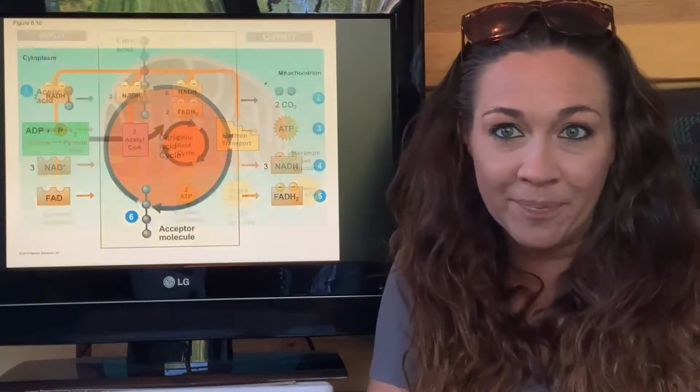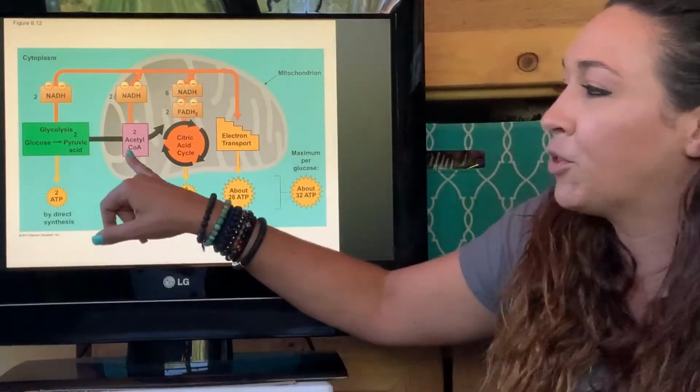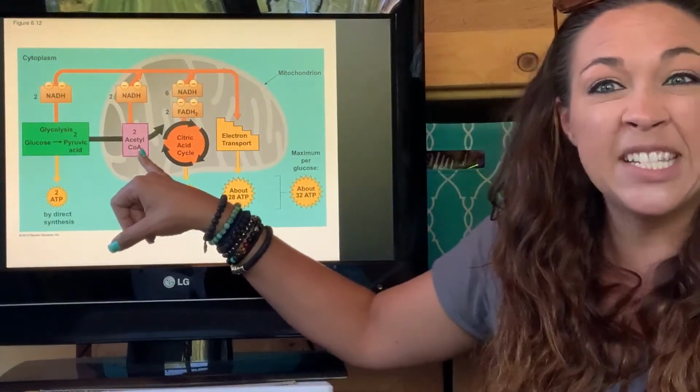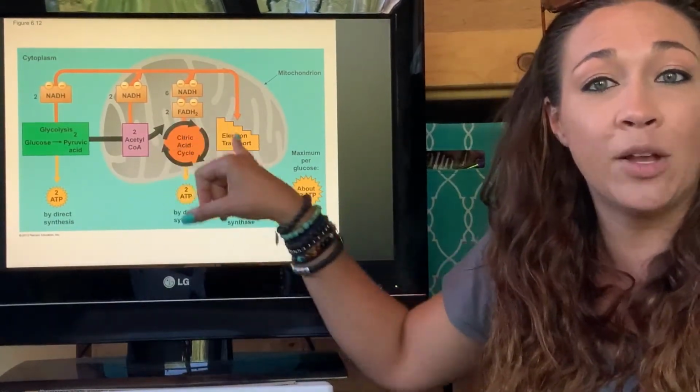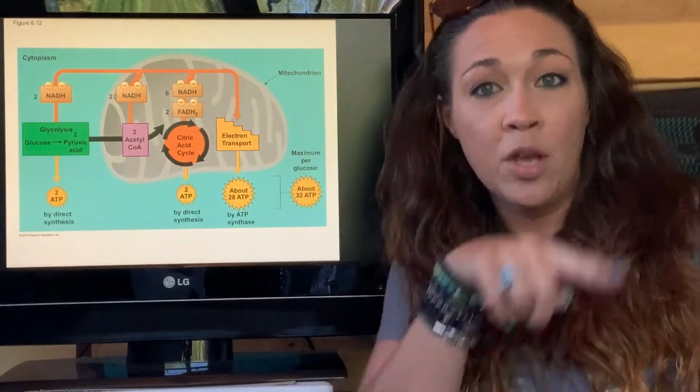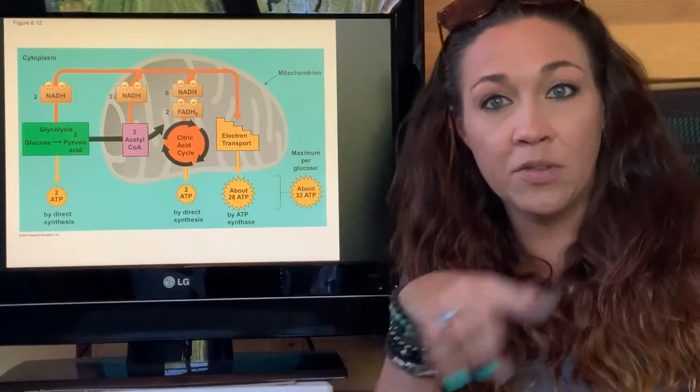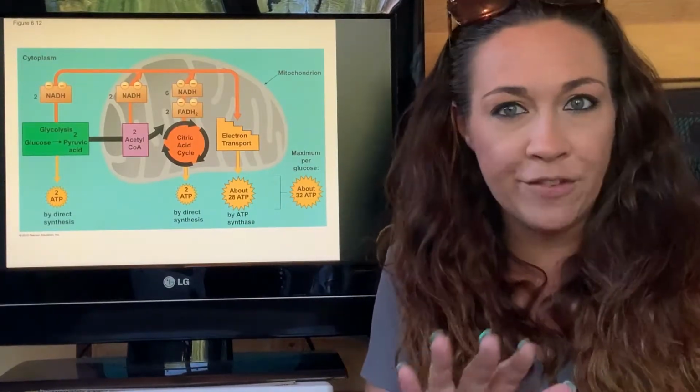Moving on to step 3. So step 3, the acetyl-CoA gets dumped into the citric acid cycle. And it is a cycle because it keeps going, recycling and recycling some of the products. We're going to see a video on this later.